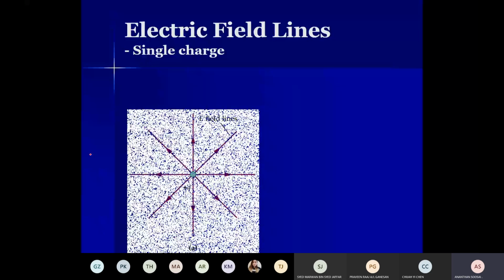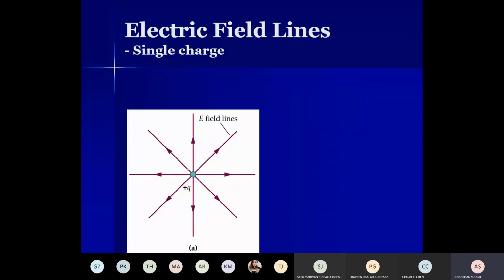So I believe you know this. For a positive charge, the field lines go outward, going away. Of course, the field here is stronger because the separation is nearer. This separation is greater, so the field is said to be weaker.